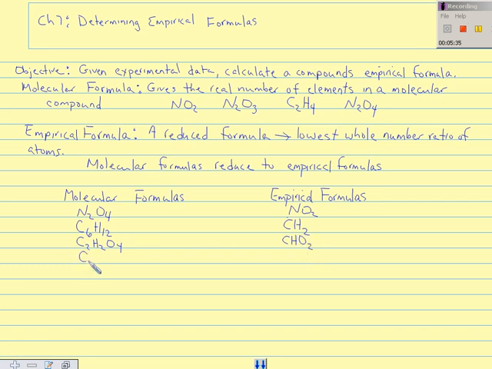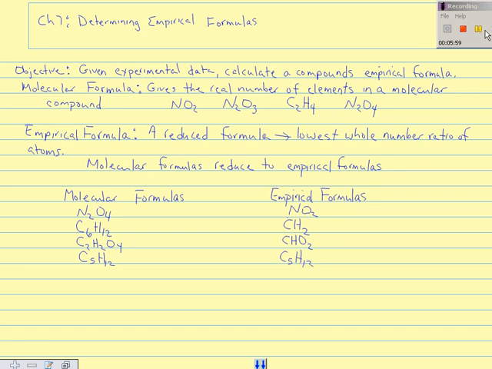Now let's say instead we have something called pentane, C5H12. That is the molecular formula. If we look at this, we cannot divide these numbers by any common factor. So in this case, our molecular formula and our empirical formula are identical. Okay, what we're going to do next is determine empirical formulas from experimental data.